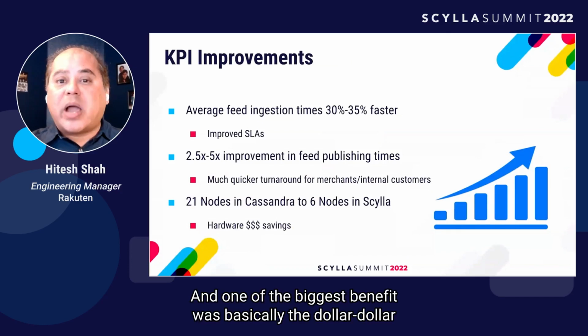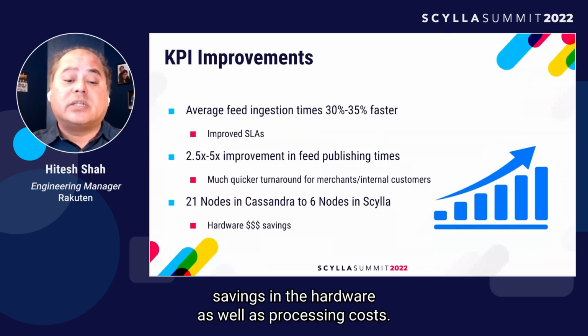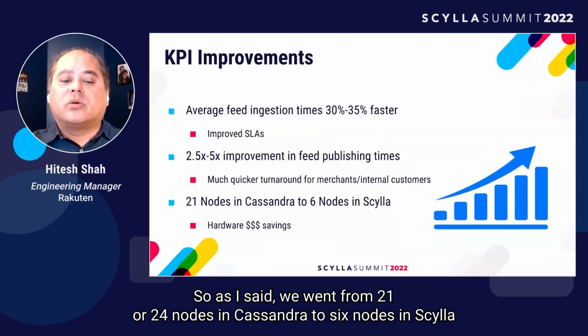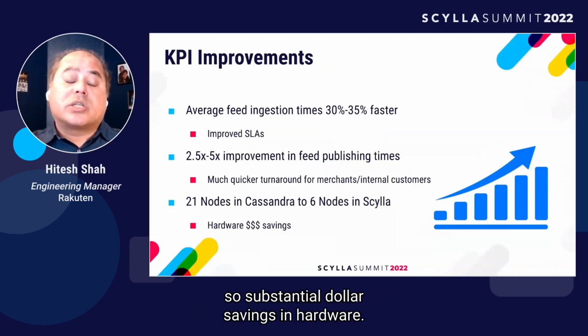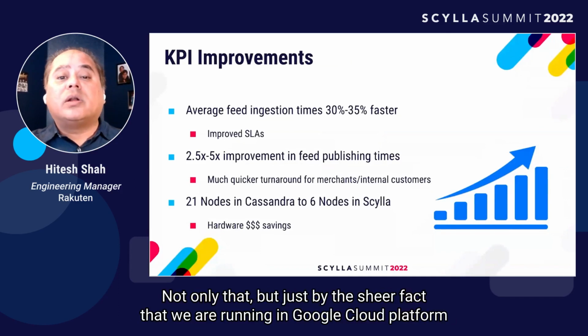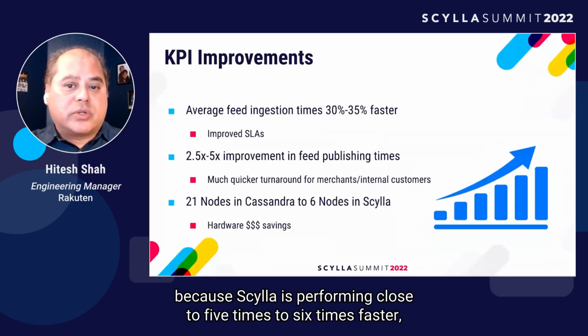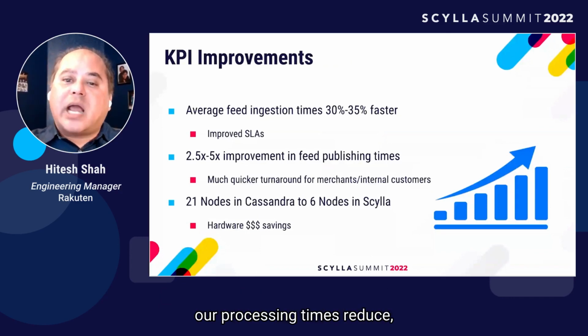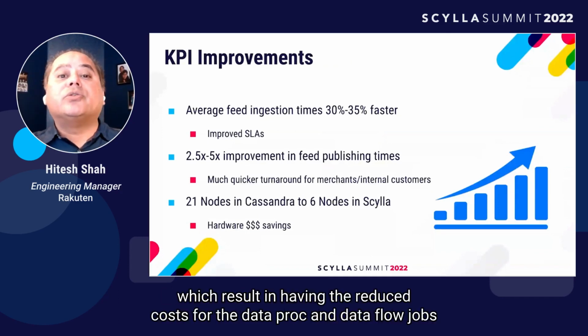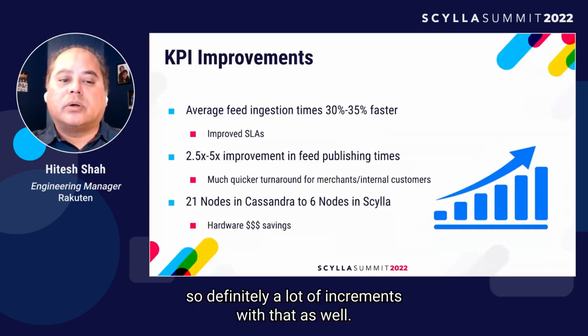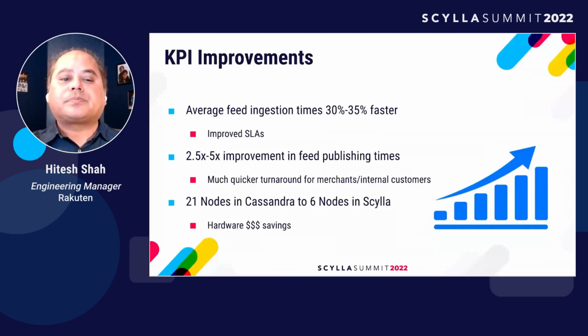And one of the biggest benefits was the dollar savings in hardware as well as processing costs. As I said, we went from 21 or 24 nodes in Cassandra to 6 nodes in Scylla, so substantial dollar savings in hardware. Not only that, but because we are running in Google Cloud Platform, and Scylla is performing close to 5 to 6 times faster, our processing times reduced, which resulted in reduced cost for the Dataproc and Dataflow jobs. So definitely a lot of improvements there as well.